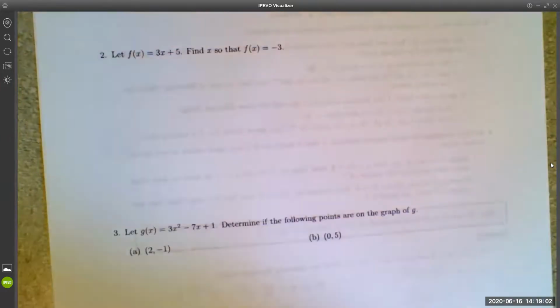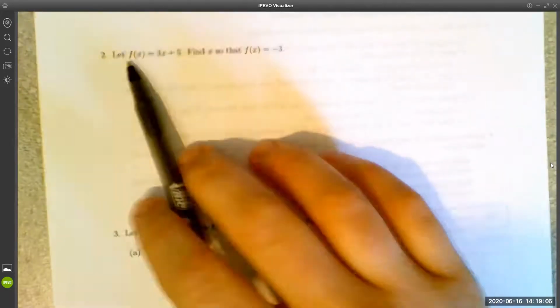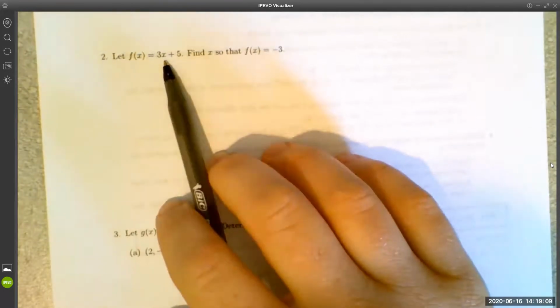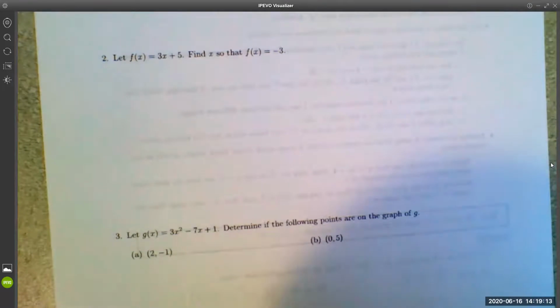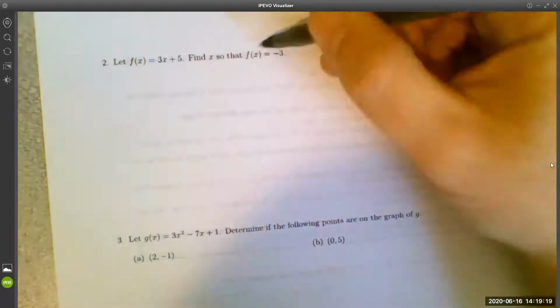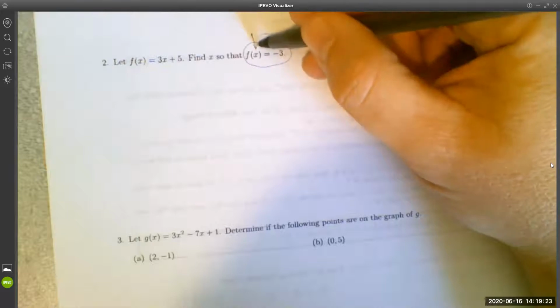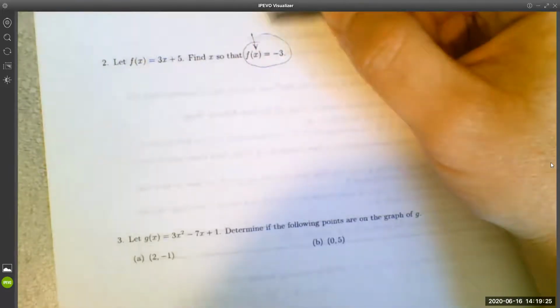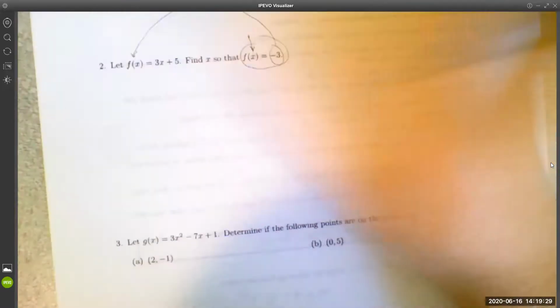Here's another example. It says let f of x equal 3x plus 5. Find x so that f of x equals negative 3. So they're telling us that they want the output value to be negative 3, and they want us to find what input value will give us an output value of negative 3. In other words, we need to replace f of x with negative 3.